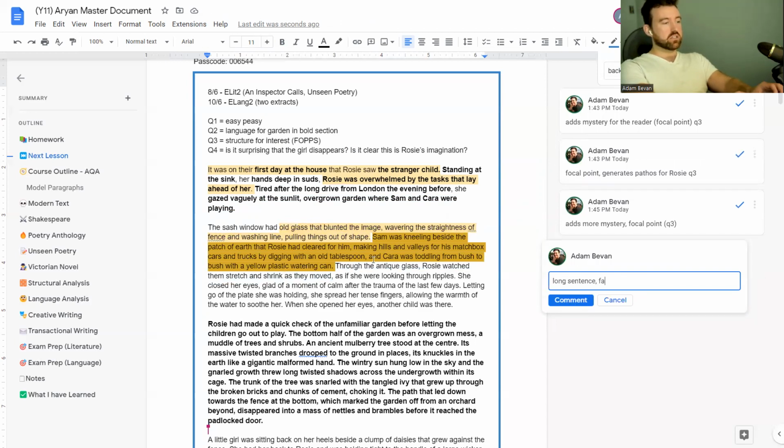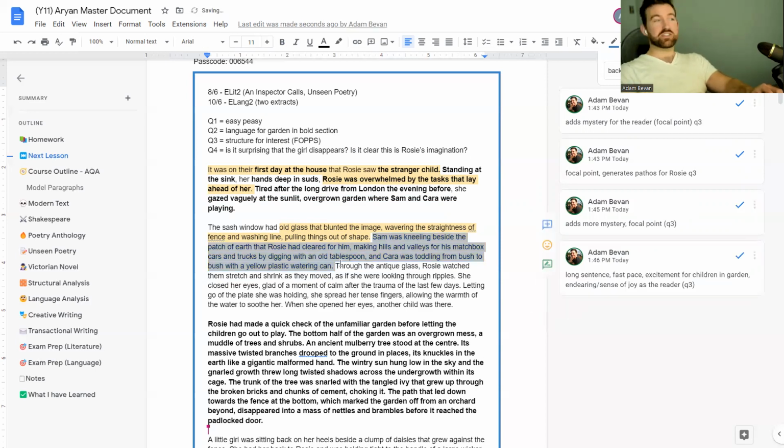Long sentence, fast pace, excitement of the children in garden. And this is quite endearing, or it kind of gives us a sense of joy as the reader. So again, this is question 3. I told you I was going to be aggressively finding stuff for question 3, and I am being very aggressive in getting 4 or 5 things.